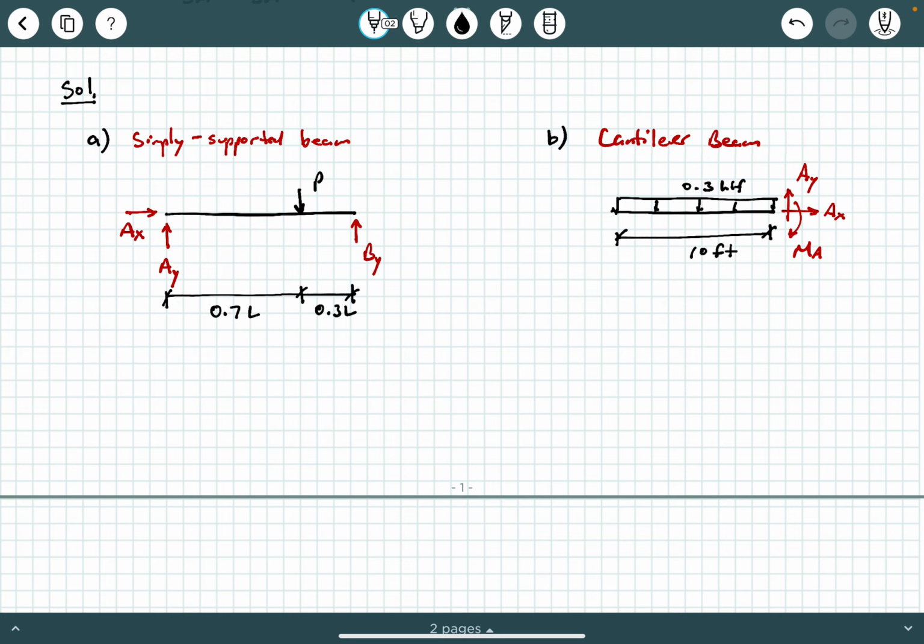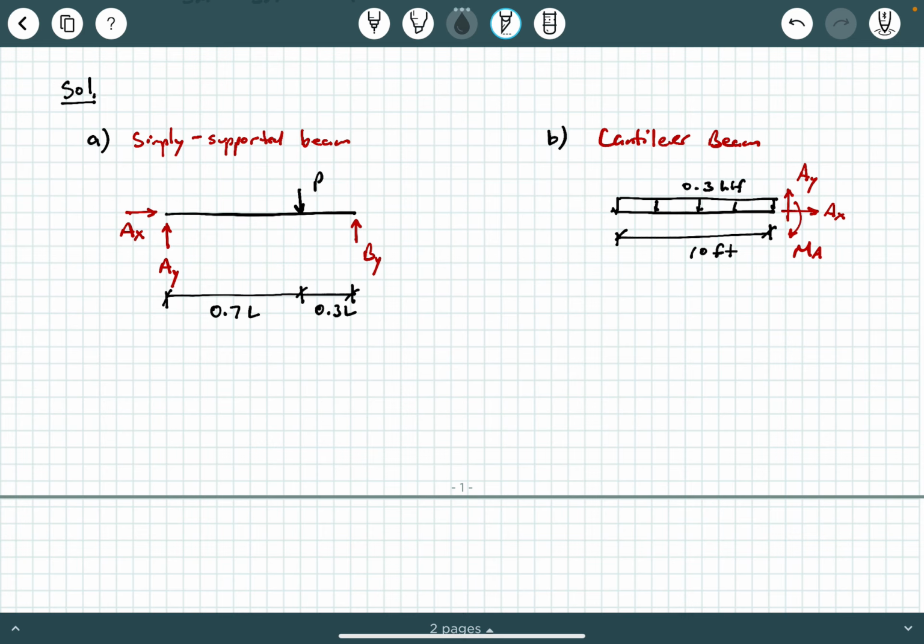Now, I want to use this as an opportunity to remind ourselves, even though we know how many reactions we have and where they are, what do we not know about them? Well, we don't know exactly their direction. Remember, whenever you sketch these unknown support reactions on your free body diagram, at first, you really don't know for sure if they're pointing in this particular direction. So, for example, AY, I'm assuming it's pointing up here, but it could very well be pointing down, okay?